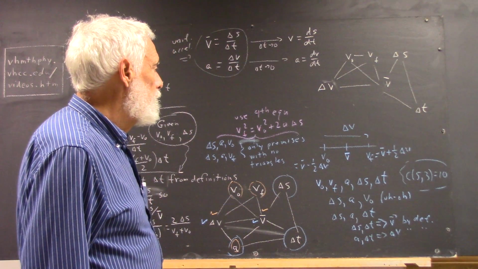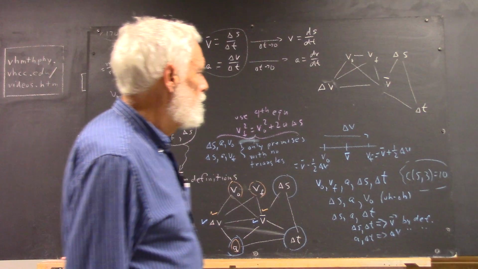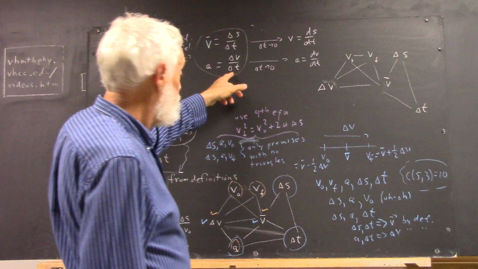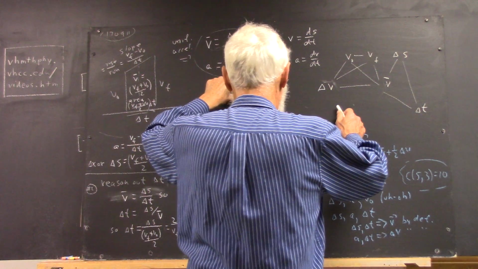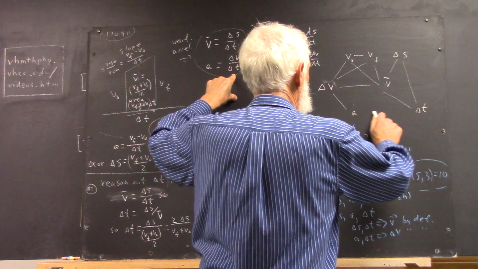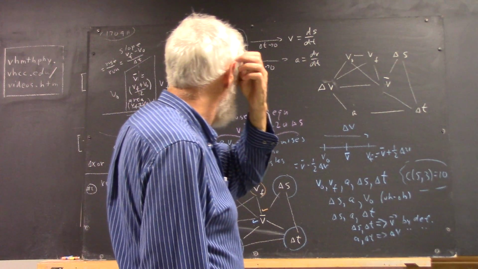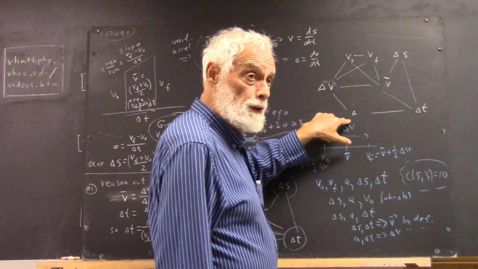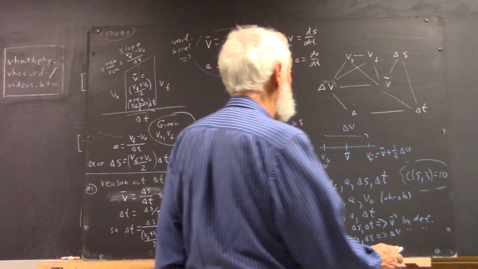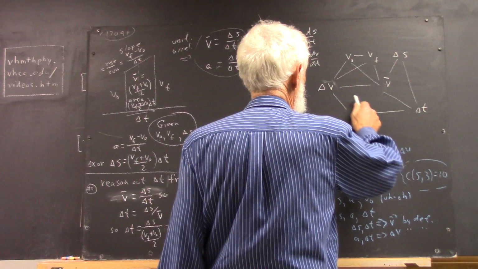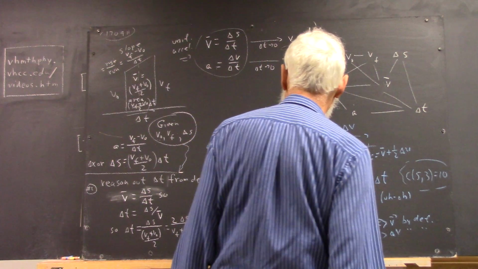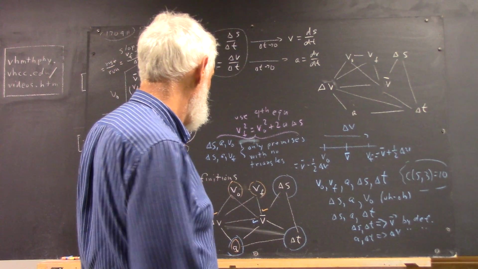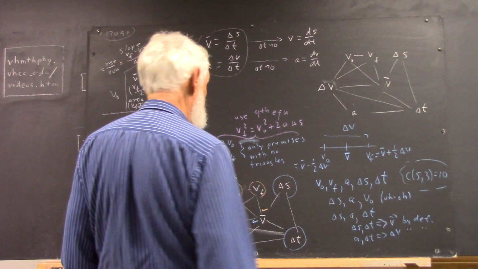Well, if we combine delta V with delta T, they're both part of this definition. So that gives us A. So here's A. So delta V and delta T can go together to give us the acceleration, just by the definition of uniform acceleration. And of course, this is a triangle. I don't know why I erased it. That was a triangle, and it still is.